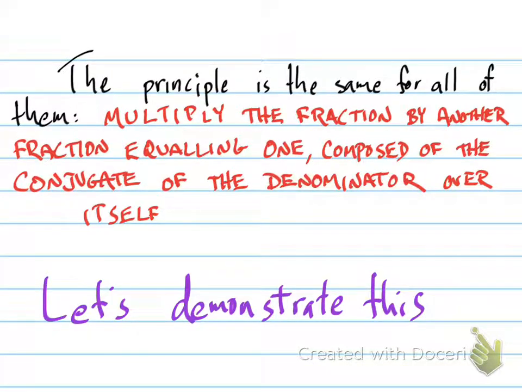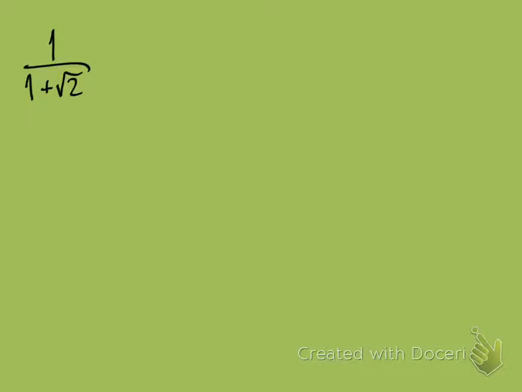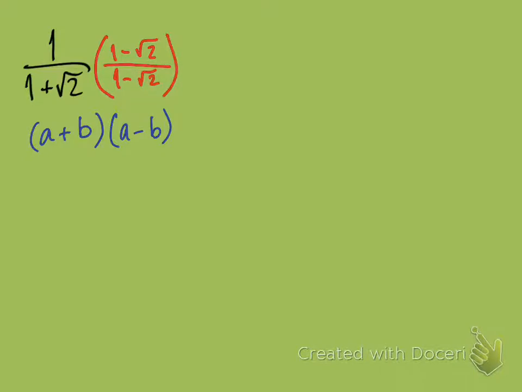Alrighty? Here's an example that we can use to practice this first. 1 over 1 plus the square root of 2. So our denominator is an irrational binomial in the form a plus b. So the conjugate of that denominator, the one in the a minus b form, would be 1 minus the square root of 2 over itself. Okay, so that fraction there equals 1. It's very important right at the core of this process, because I don't want to change the value of the fraction that I'm starting with. I just want to change how it looks. So if I multiply it by 1, I'm not changing the value. But as you will see, it will change how it looks.